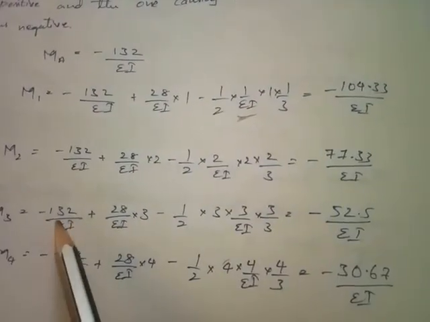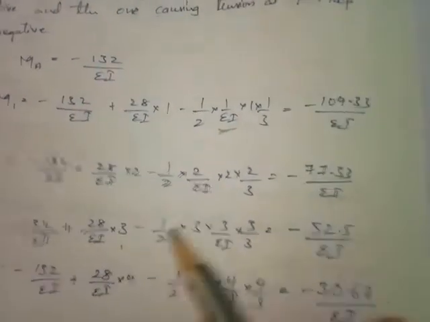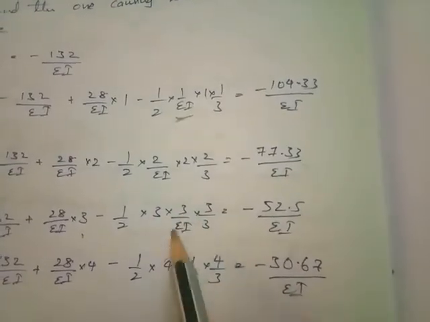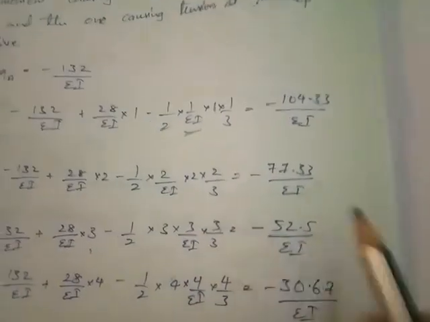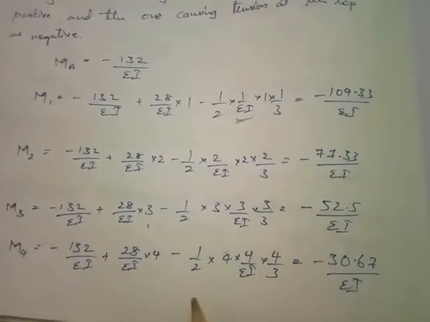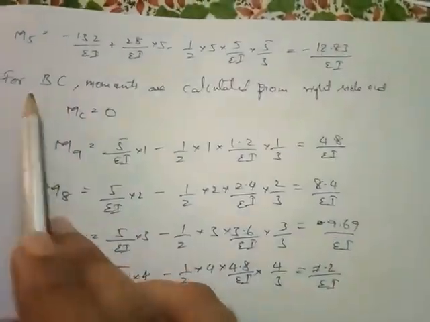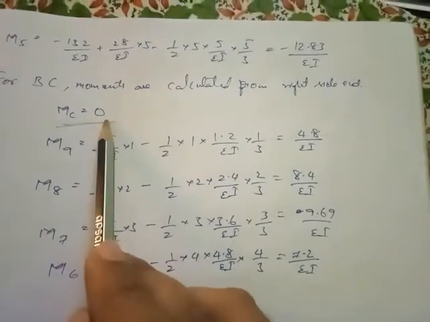Similarly, M3 is equal to minus 132 by A plus 28 by A into the third ordinate 3 minus 1 by 2 into 3 into 3 by A is the load about that point, and 3 is the distance into 1 by 3, that is minus 52.5 by A. In the same way we do M4 and M5. After that, when you go to B, C, we don't have any moments about C, that is why it is 0. So directly we will take M9.